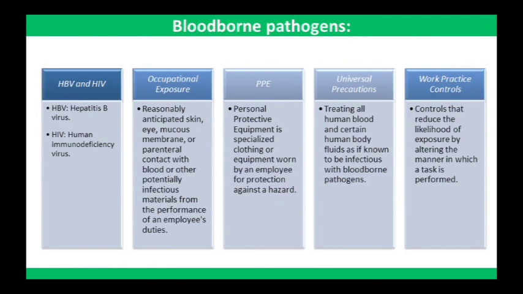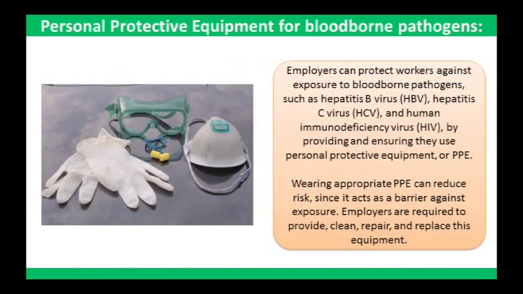Universal precautions is an approach to infection control. According to the concept of universal precautions, all human blood and certain human body fluids are treated as if known to be infectious for HIV, HBV, and other bloodborne pathogens. Work practice controls are controls that reduce the likelihood of exposure by altering the manner in which a task is performed. Personal protective equipment for bloodborne pathogens.